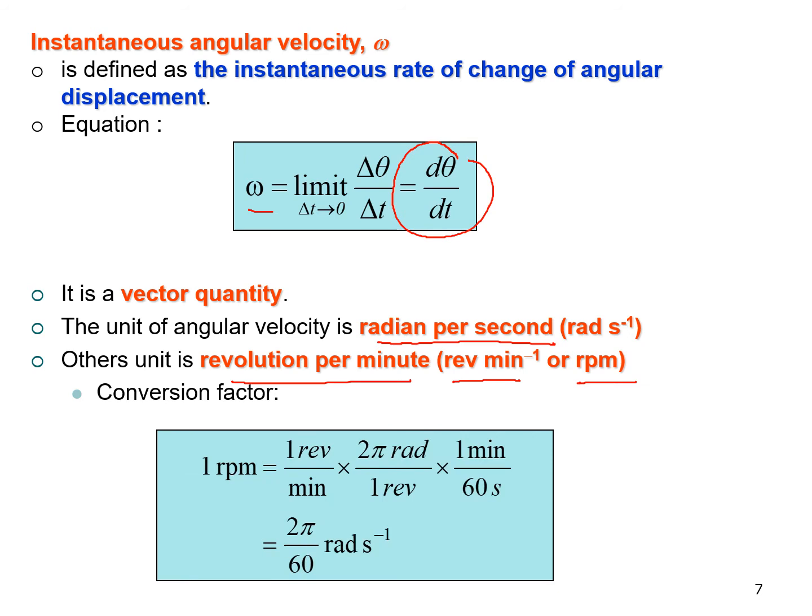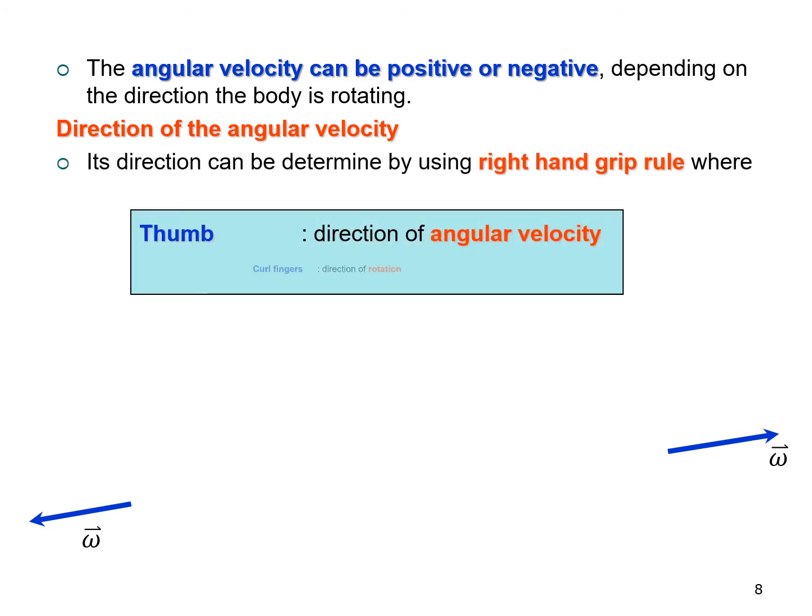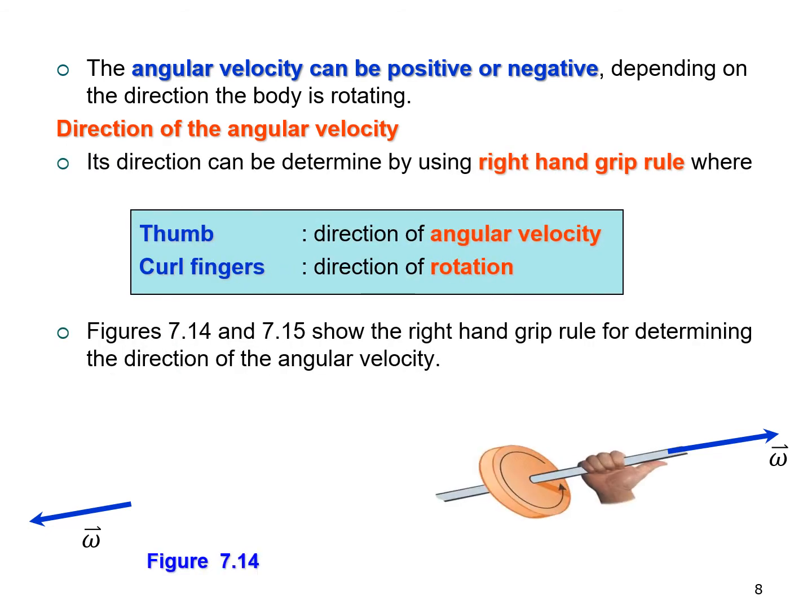Next, the conversion factor for 1 revolution per minute. How to change 1 revolution per minute to radian per second? So 1 revolution over 1 minute, times, by using the conversion factor, 2 pi radian equals 1 revolution. Next, 1 minute equals 60 seconds. So we can cancel out revolution and minute, and the final unit is radian per second. The angular velocity can be positive or negative, depending on the direction the body is rotating.